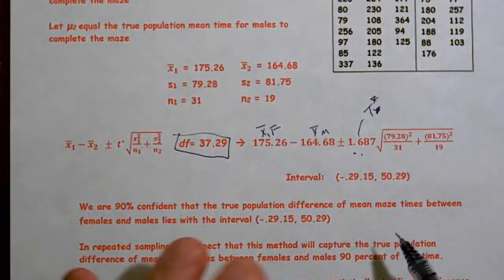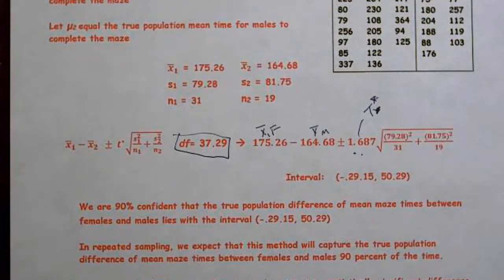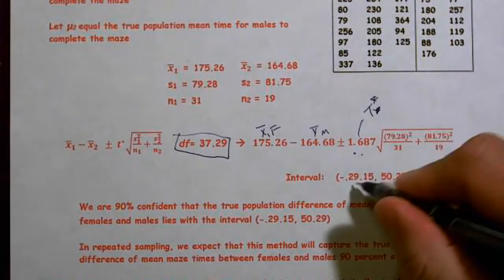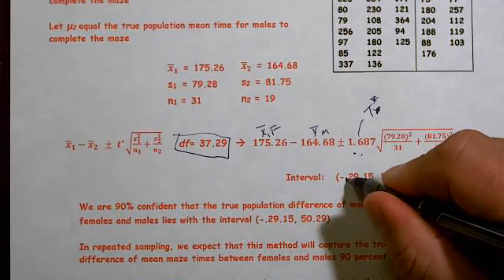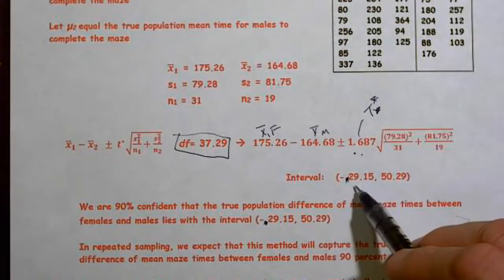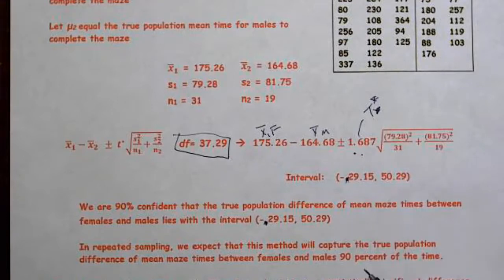So in conclusion, we are 90% confident the true population mean difference in maze mean times between females and males lies within the interval negative 29.15 to 50.29. By the way, that decimal should not be there. I don't believe that decimal is supposed to be there. Yeah, that decimal is not supposed to be there. So this is 29.15 and 50.29.